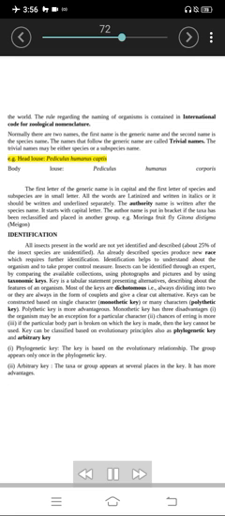E.g., head louse, Pediculus humanus capitis. Body louse, Pediculus humanus corporis. The first letter of the generic name is in capital and the first letter of species and subspecies are in small letter. All the words are Latinized and written in italics, or they should be written and underlined separately. The authority name is written after the species name. It starts with a capital letter. The author name is put in bracket if the taxa has been reclassified and placed in another group. E.g., moringa fruit fly Gitona distigma, Meigen.